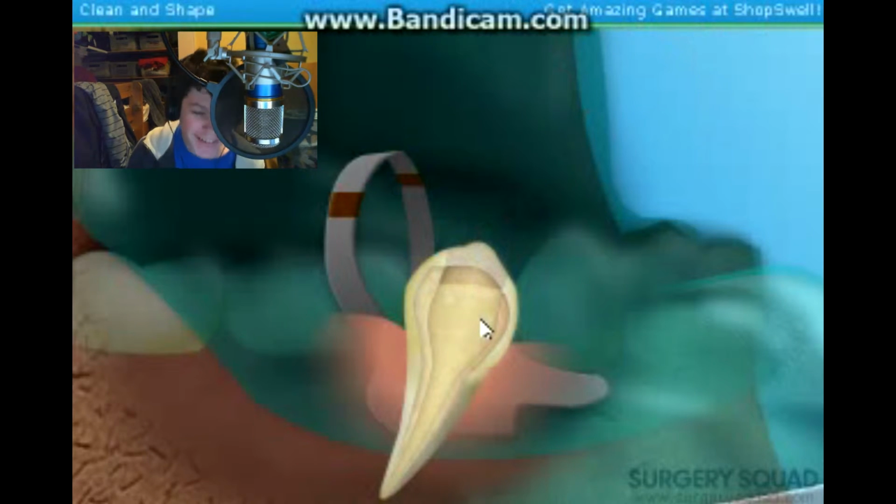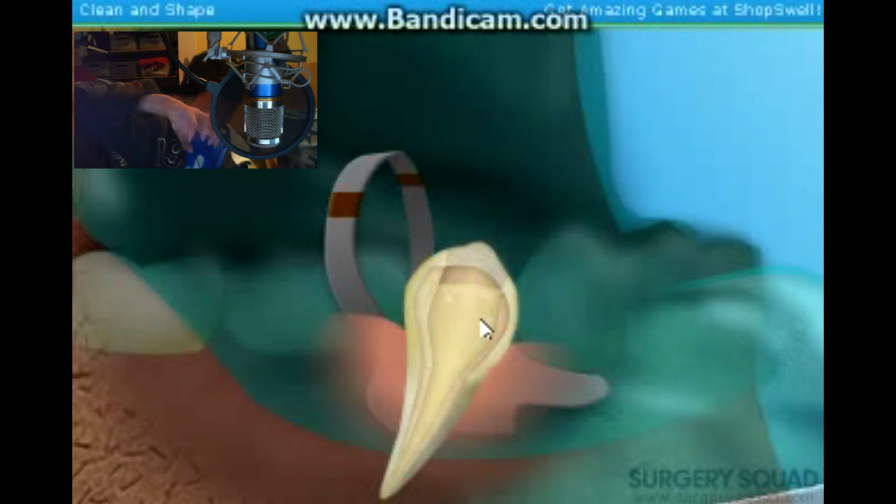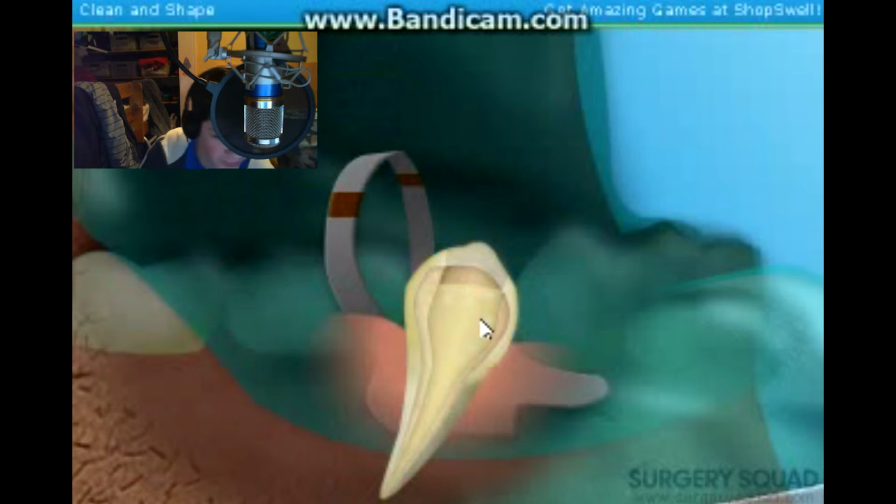We'll let the bleach sit in our patient's tooth for about 5 minutes to make sure that all the bacteria and tissue inside the tooth has been dissolved. Great. Now use the suction to remove the bleach from the patient's tooth.